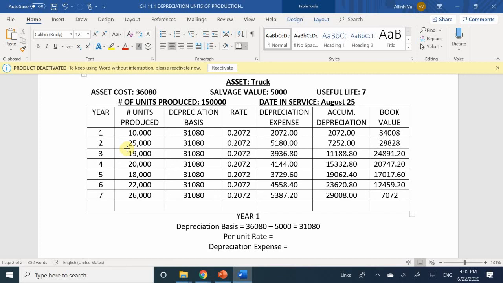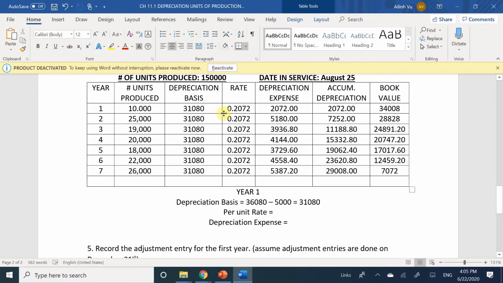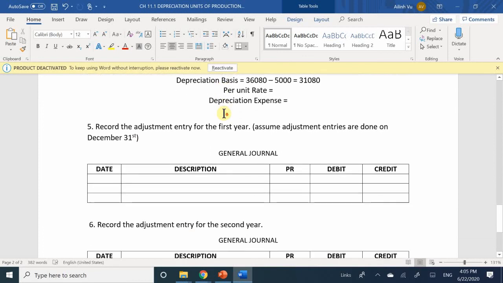There's no need to solve for all of it unless you want to see all of it. I would have to make the assumption that the 8th year I drove it for a certain amount. But in this case, it's okay. We can be done right there. All right, let's go ahead and journalize this problem. Journalize the adjustment entry for the first year. Assume that the adjusting entries are done at the end of the year, which is December 31st. So what is my journal entry here?